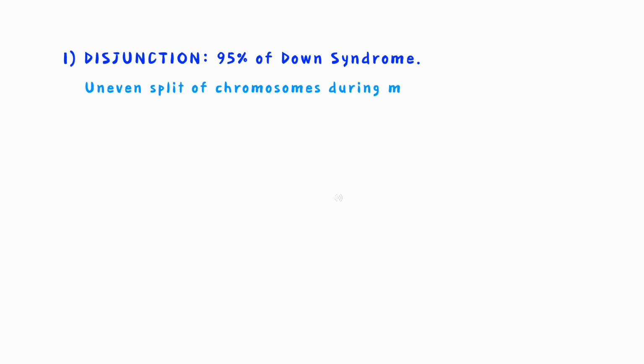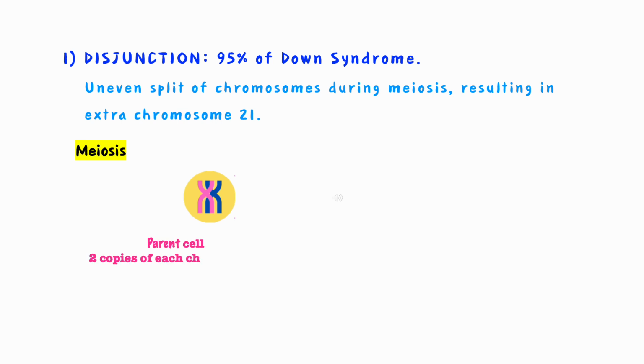The most common cause of Down syndrome is disjunction, which accounts for about 95% of people with Down syndrome. This occurs when there is an uneven split of chromosomes during meiosis, resulting in an extra chromosome 21. Meiosis is responsible for the formation of the sex cells necessary for reproduction. The process starts with a single cell referred to as the parent cell, which contains 2 copies of each chromosome. We will just be concentrating on chromosome 21.